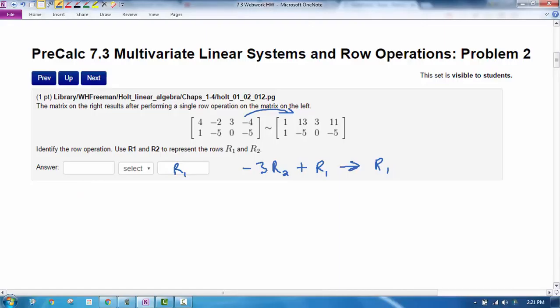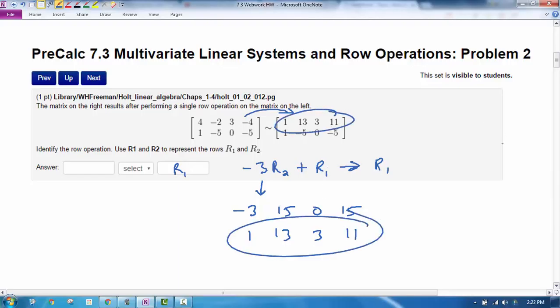It might be hard for you to see at first, but if you start writing it out, negative 3 times row 2 gives you negative 3, 15, 0, 15. And so when you add that with row 1, now this top row, you get 1, 15 plus 2 is 13, 0 plus 3 is 3, 15 plus 4 is 11, which is exactly what we're supposed to get in the new row 1. So that does work right there. That's our operations. We want to take negative 3, multiply it by row 2, and add it to row 1, and put that where row 1 was.